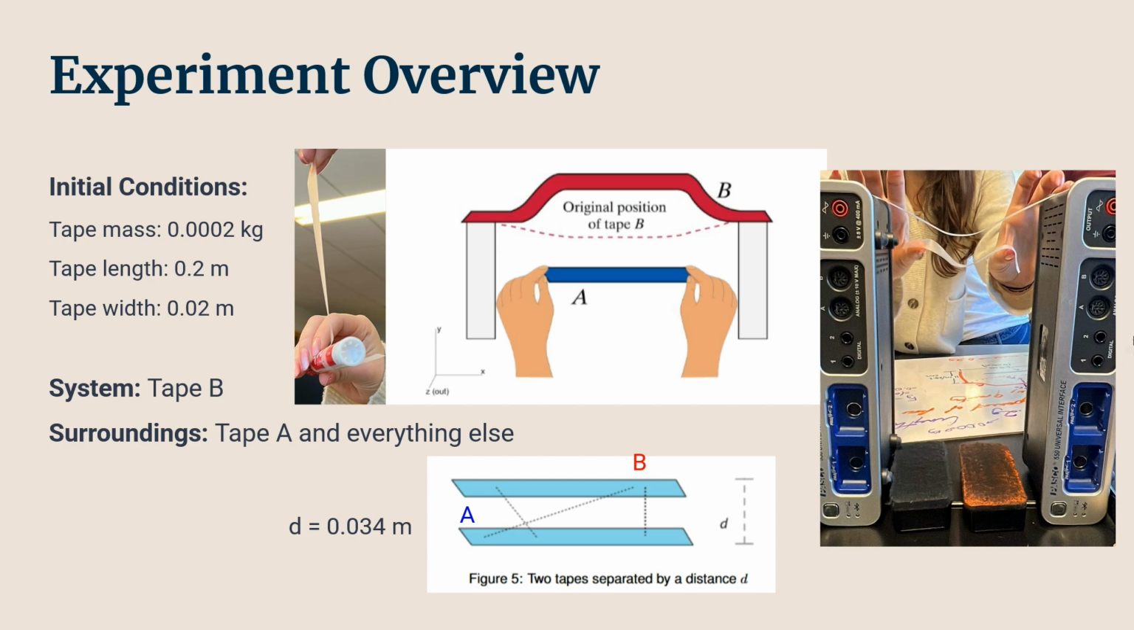repulsive. Here's an experimental overview where we observed the interactions between two charged tapes, tape A and tape B, and saw how the force exerted by tape A affects tape B. The initial conditions are that the tape mass is 0.002 kilograms, the tape length is 0.2 meters, and the tape width is 0.02 meters. The system is tape B, and the surroundings are tape A and everything else. The distance found between the two tapes was 0.034 meters.